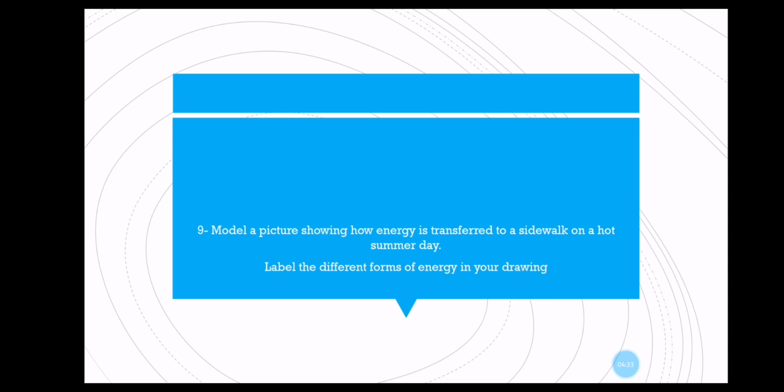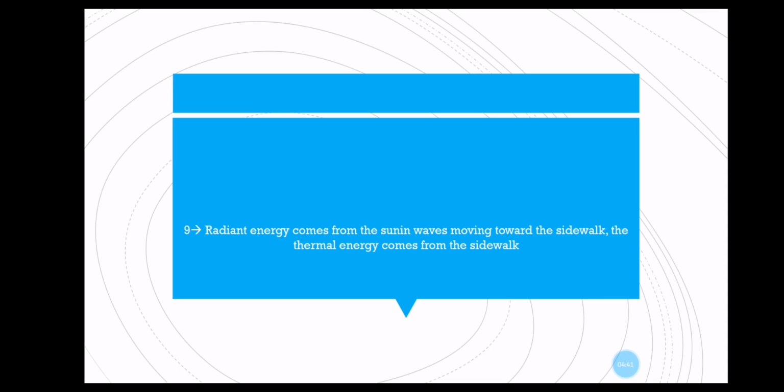9. Model a picture showing how energy is transferred to a sidewalk on a hot summer day. Label the different forms of energy in your drawing. So, you have to do something like this to explain. The radiant energy comes from the sun in waves moving toward the sidewalk, and the thermal energy comes from the sidewalk.